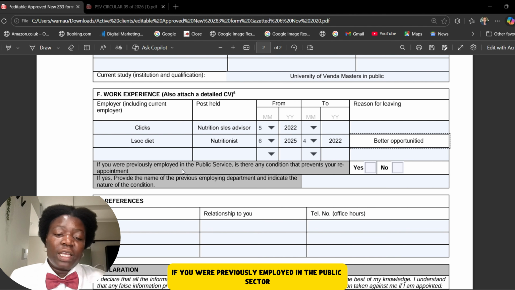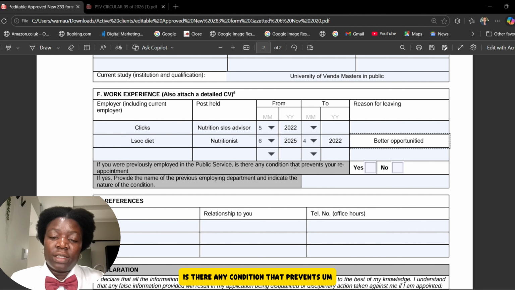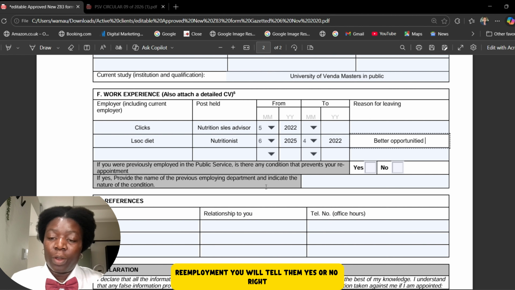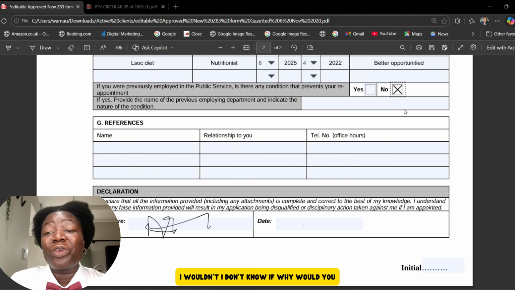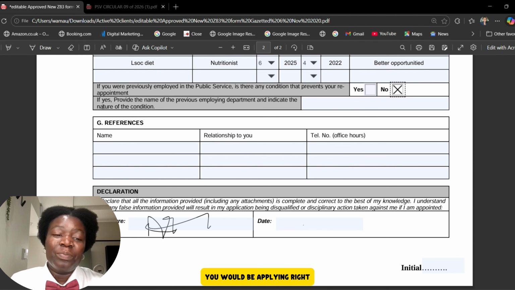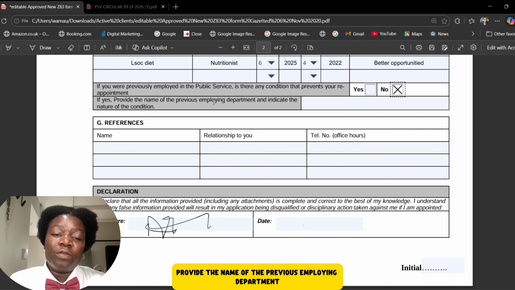If you were previously employed in the public sector, is there any condition that prevents re-employment? You will tell them yes or no, right? If there's anything that prevents re-employment, I don't know why you would be applying, right? If yes, provide the name of the previous employing department.